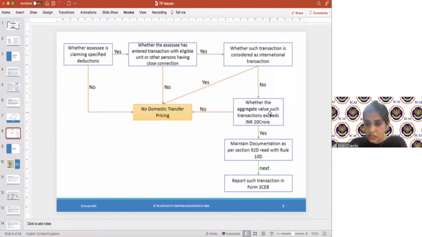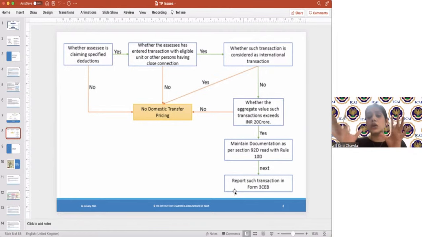So if no, then you'll have to see whether the aggregate value of such transactions exceeds 20 crore or not. If yes, then you'll have to maintain information and documentation as per section 92D, read with rule 10D, and then report such transaction also in form 3CEB. Today I'm going to talk about what exactly is this documentation that has to be maintained and what exactly is this form 3CEB.